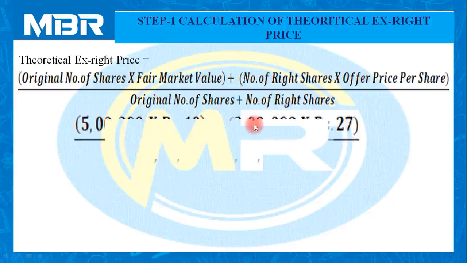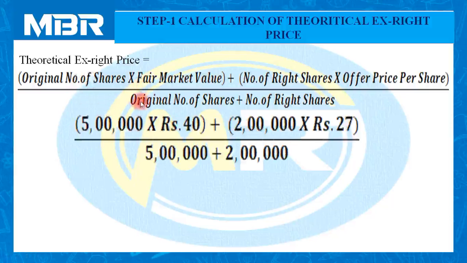Insert all the values in the formula. Original number of shares 5 lakhs multiplied by fair market value rupees 40, plus number of right shares offered by the company 2 lakhs multiplied by offer price for right shares rupees 27, divided by 5 lakhs that is the original number of equity shares plus 2 lakhs that is the number of right shares offered by the company.